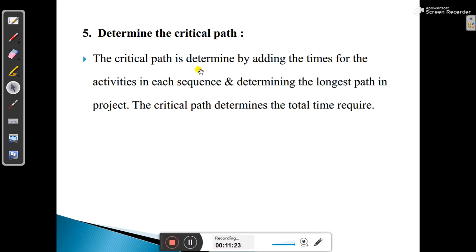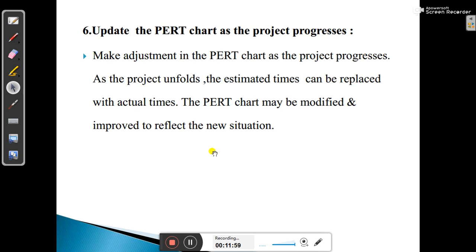The critical path is determined by adding the times for the activities in each sequence and determining the longest path in the project. So the critical path is the longest path in the project. By summing up the activities in a path found in the network diagram, whichever comes out longest will be your critical path. The critical path determines the total time required. So the critical path always determines the total time requirement for the project.